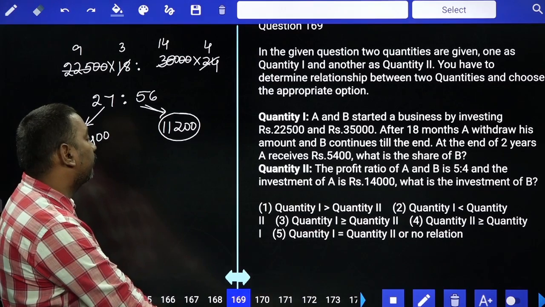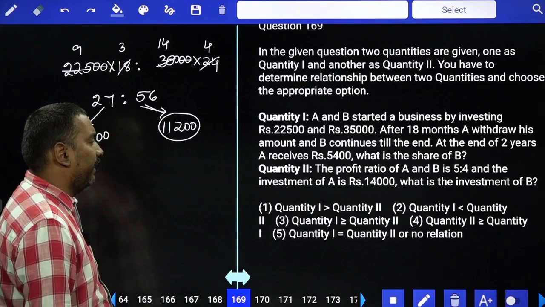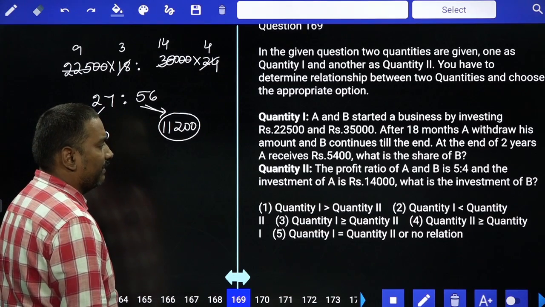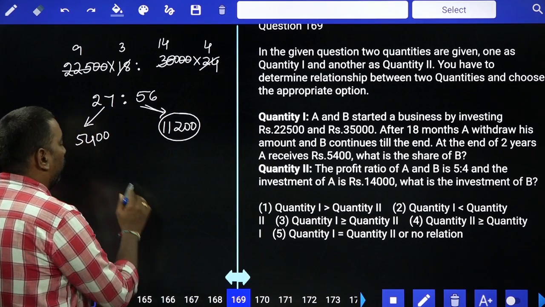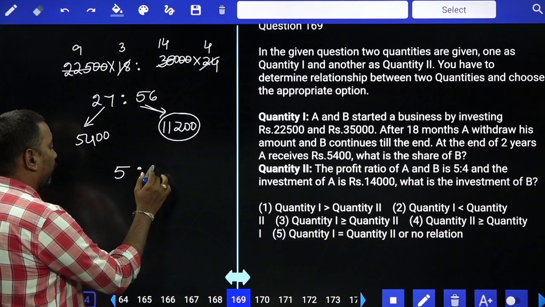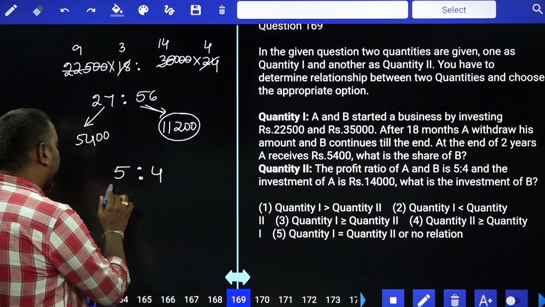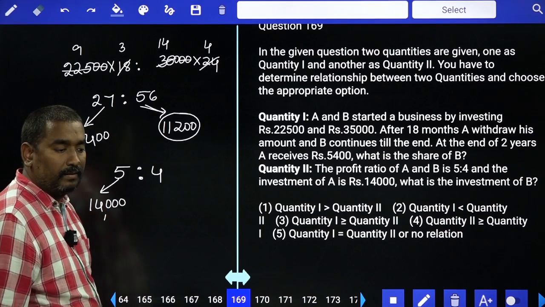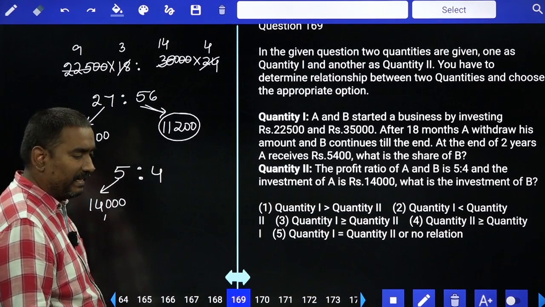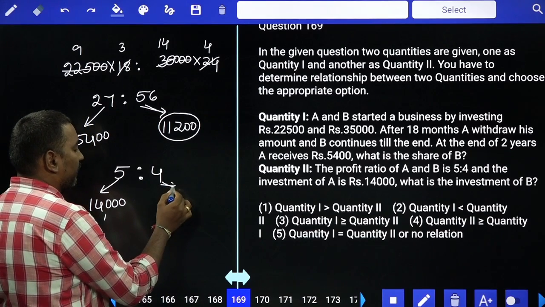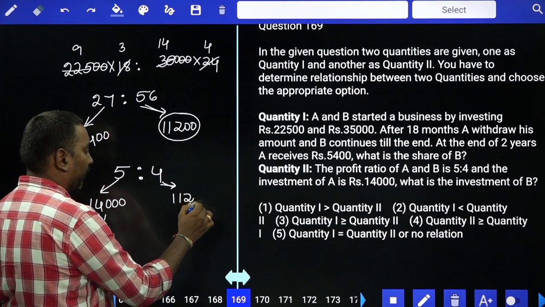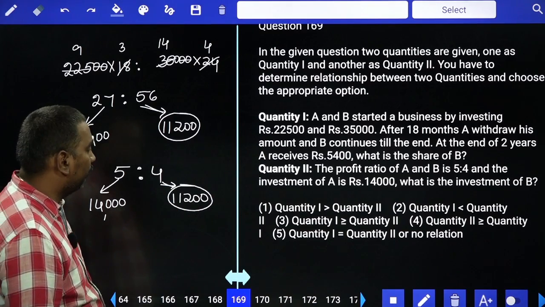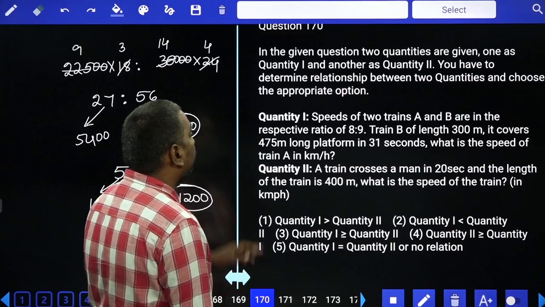Next, Q2. The profit ratio of A and B is 5:4. Investment of A is 14,000. What is the investment of B? Profit ratio is nothing but investment ratio, 5:4. A's 5 parts value 14,000, so 1 part value 2,800. 4 parts means 4 into 2,800, that is 11,200 only. Q1 is equal to Q2. Next.